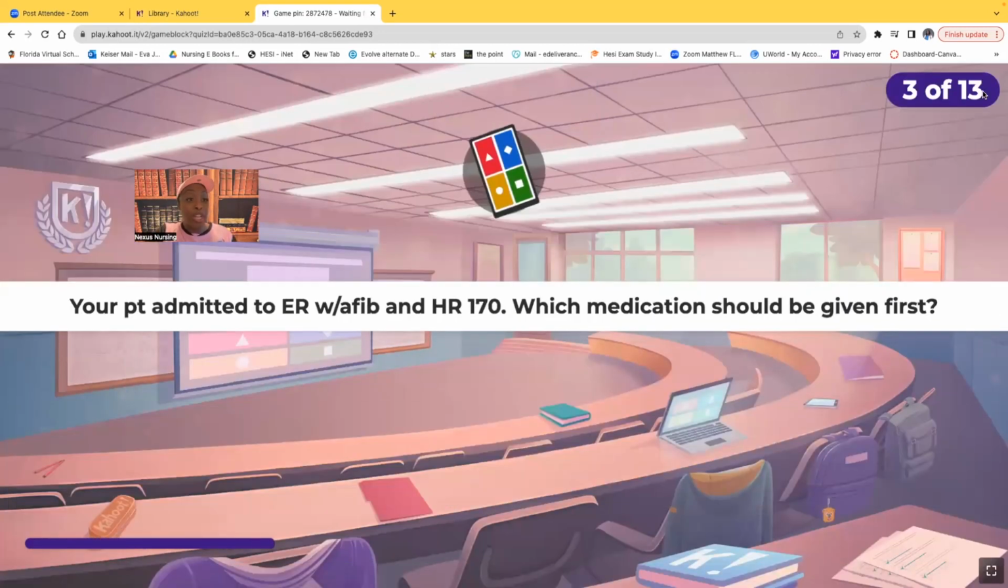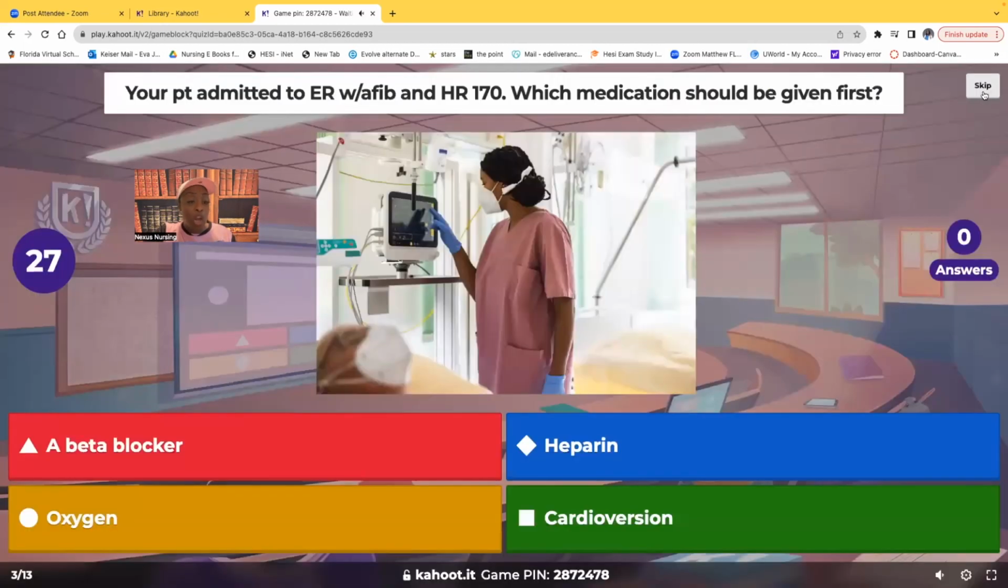All right, next question. Your patient's admitted to the ER, they're in AFib, heart rate's 170. What medication are you going to give first? Are you going to give a beta blocker? Are you going to give heparin? Are you going to give oxygen? Or do you expect that patient to get cardioversion?